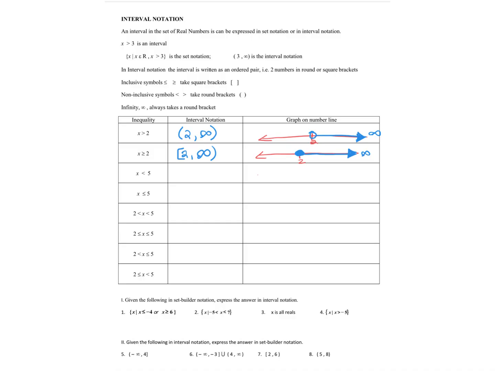Okay, if we look at the next one, we have 5 as our number. And X is less than 5, so that's an open circle, to the left this time. This is negative infinity. So a number line always goes from negative infinity to positive infinity. So we always start from left to right. We're starting at negative infinity. That is a parenthesis because infinity and negative infinity always have parentheses. And we're going until we get to 5. Since 5 has an open circle, we know it also has a parenthesis.